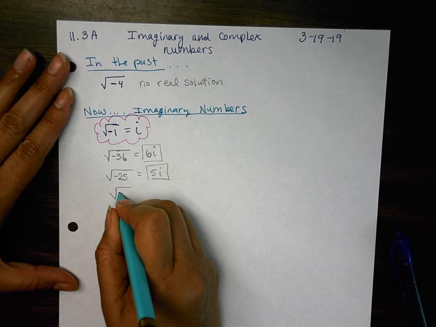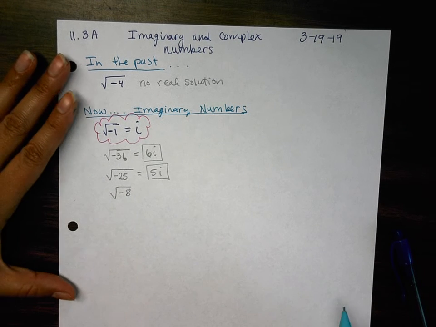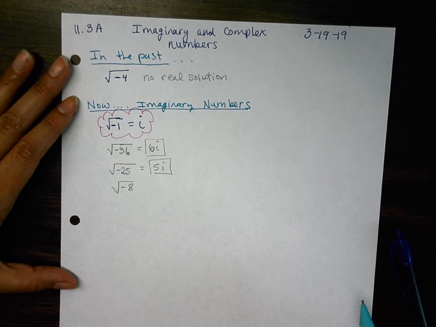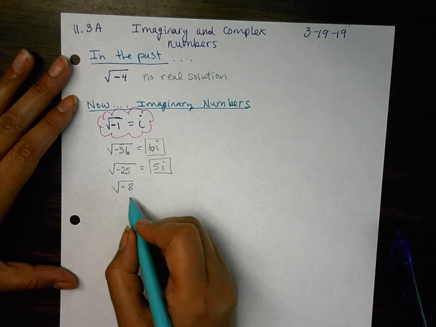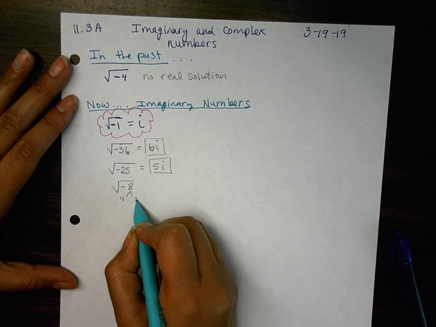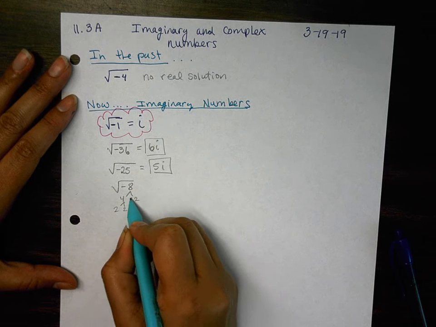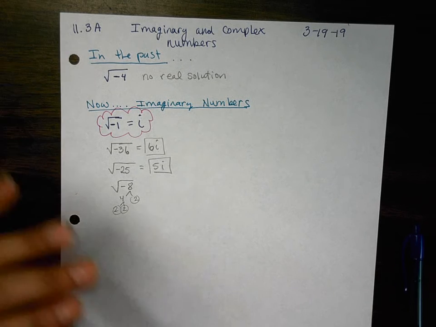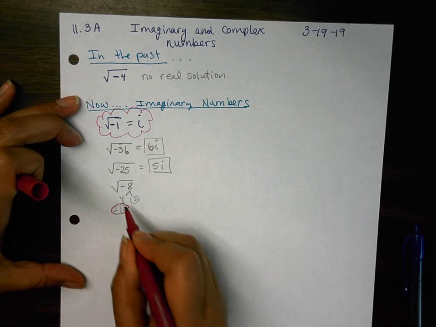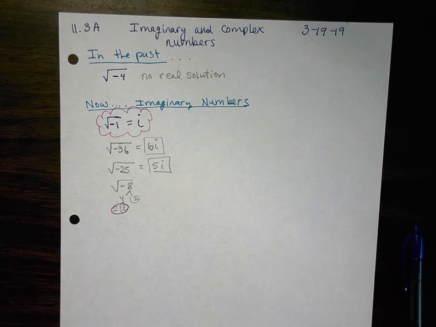Okay, square root of -8. Is 8 a perfect square? Do you guys agree it's not a perfect square? But does it break down into any pairs? Yes or no? What pair is coming out? The pair of 2's. And what's going to come out with that 2 that's coming out? The i.